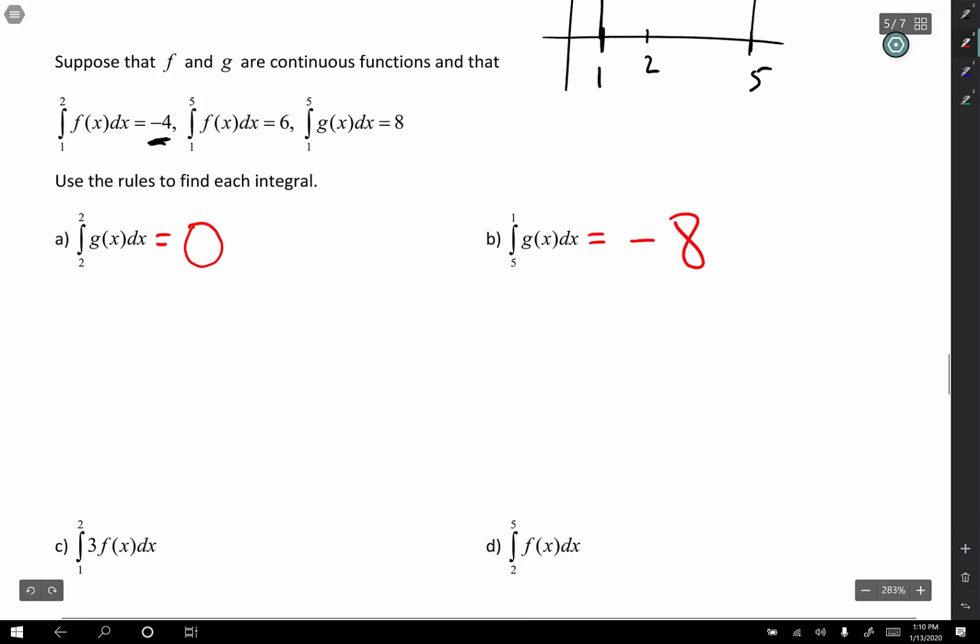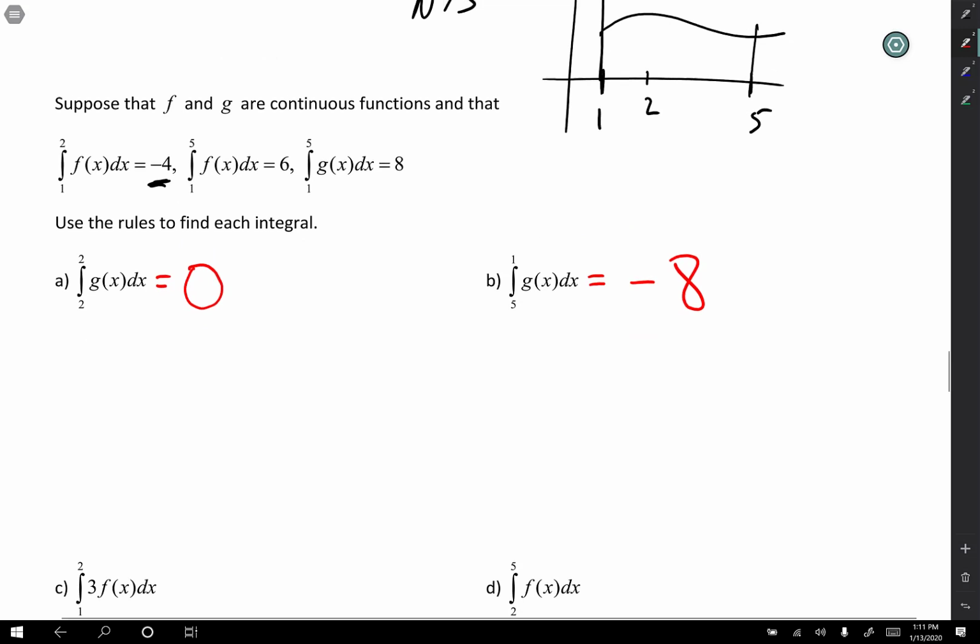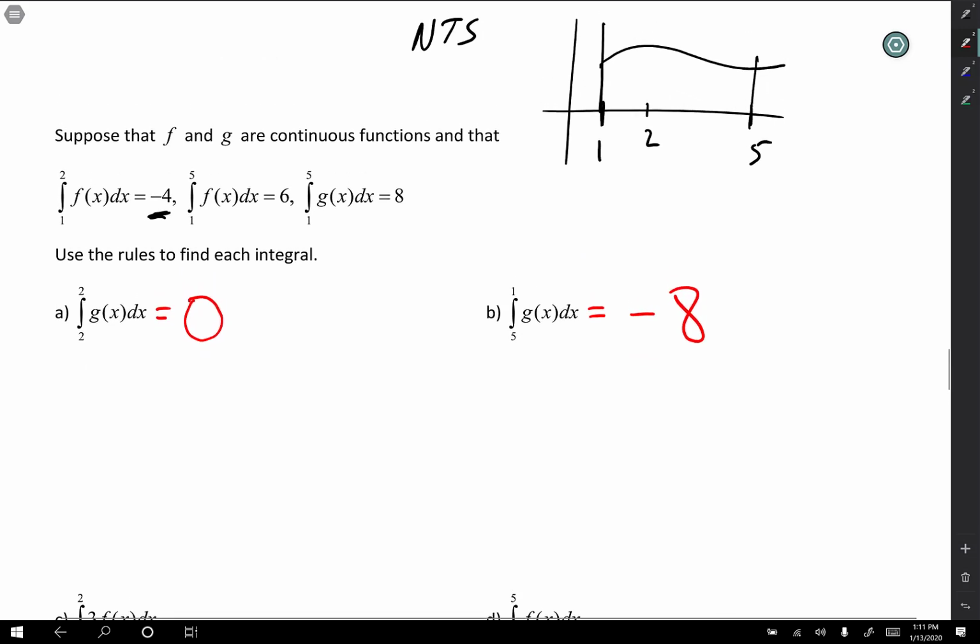Are we still okay, guys? Why would it be what? Oh, because that one says f.